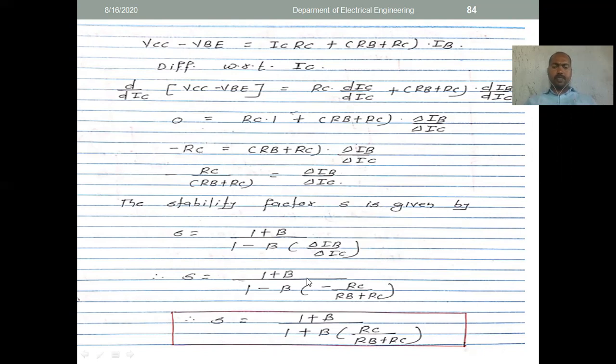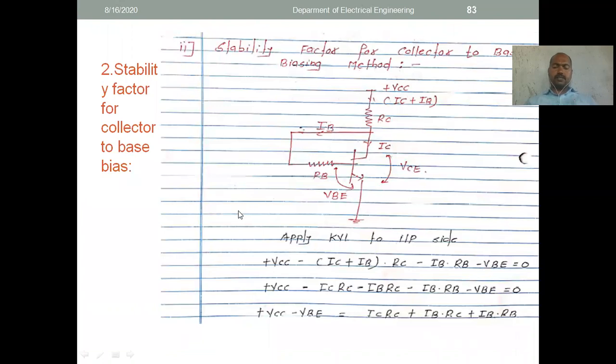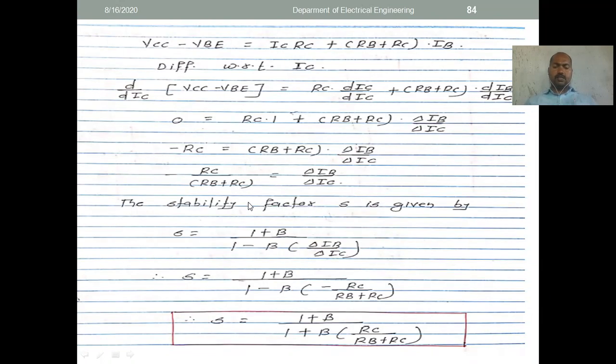So here 1 plus beta divided by 1 minus beta into delta IB by delta IC is nothing but minus RC divided by RB plus RC. This is the term, right? So 1 plus beta divided by this minus and this minus taken as a plus. So 1 plus beta into RC divided by RB plus RC. This is the term coming with respect to the stability factor. So the stability factor for the collector to base bias circuit is nothing but S is equal to 1 plus beta divided by 1 plus beta into bracket of RC divided by RB plus RC.